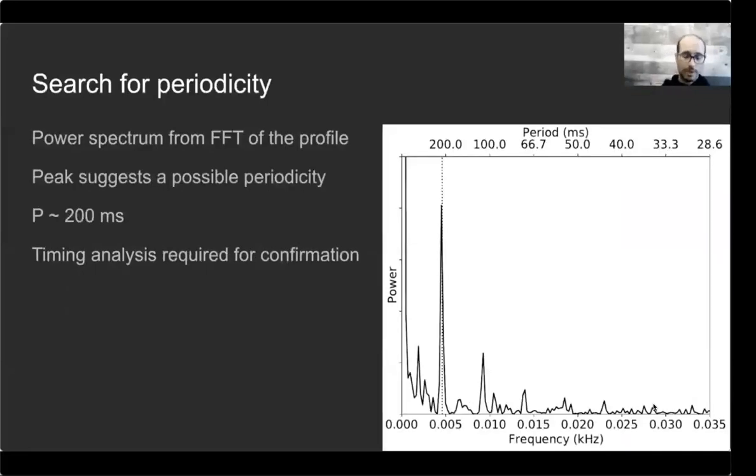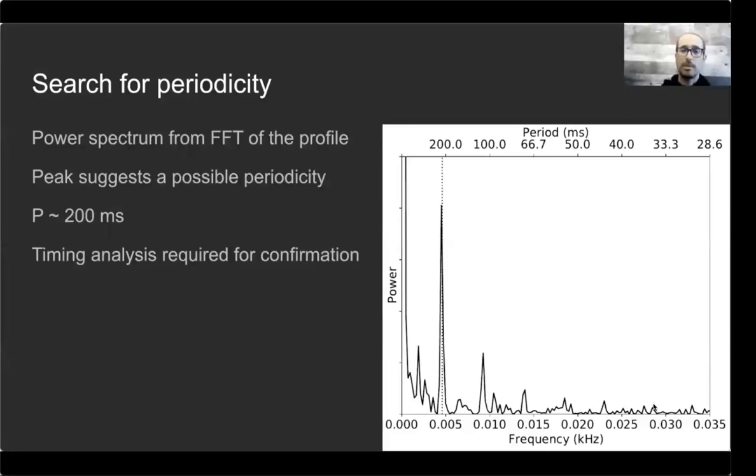Given the complex pulse profile, I tried performing a fast Fourier transform to obtain a power spectrum. And as you can see, a clear peak appeared, hinting at the possibility of a periodicity at around 200 milliseconds. If confirmed, this will be very interesting to have hints about the emission, the progenitor of this source.